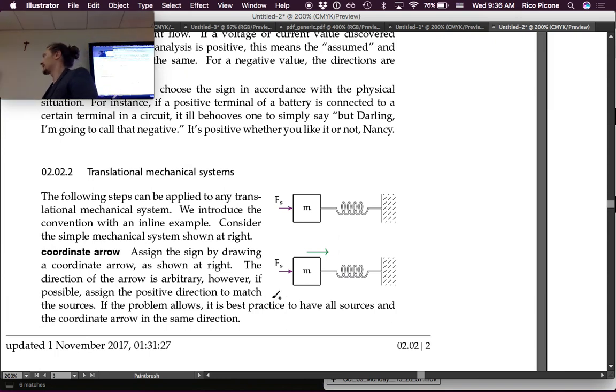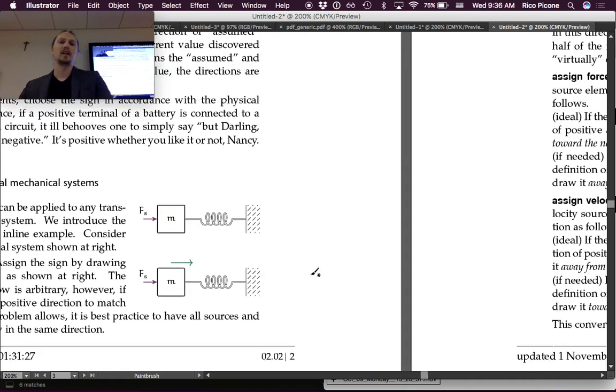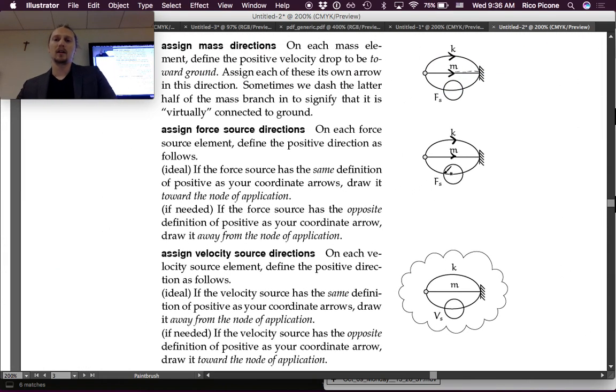Our force source definition of positive is to the right. Our coordinate arrow is to the right. It's the same, right and right are the same. So that means that we draw our force source direction arrow towards the node of application, which is the mass node, right? So if we come here, it's going to go towards the mass node.